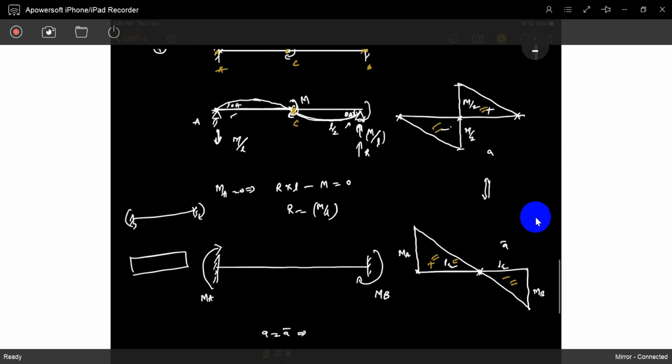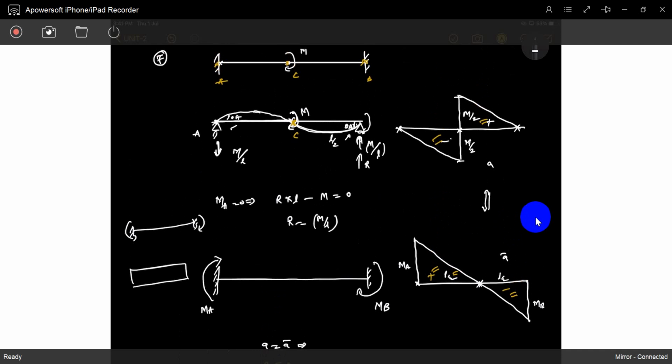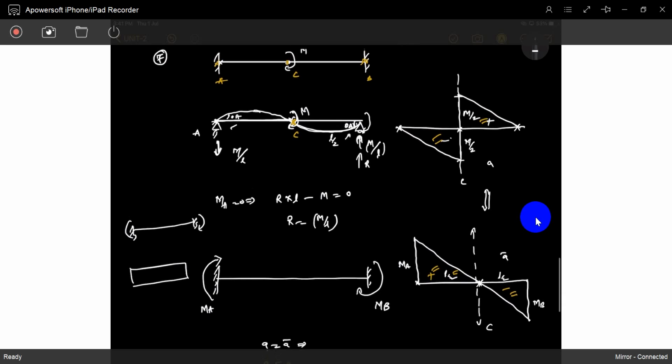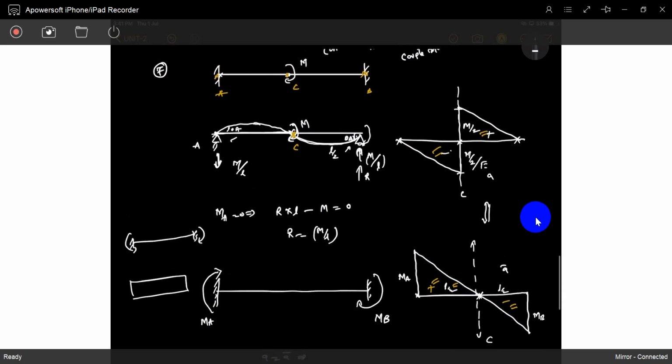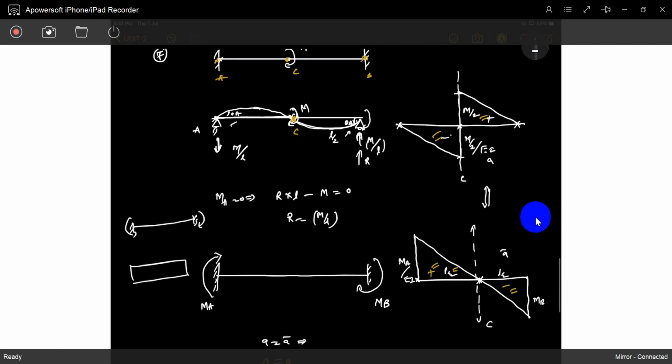So what does the moment of the curvature diagram mean? This is point C. The curvature diagram means this divided by EI and this divided by EI, so it is equal to 0. That's it, so we will use it.